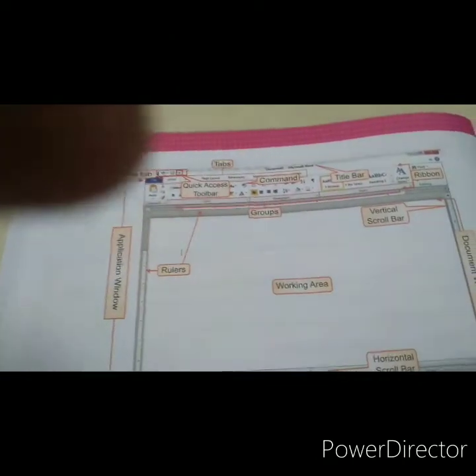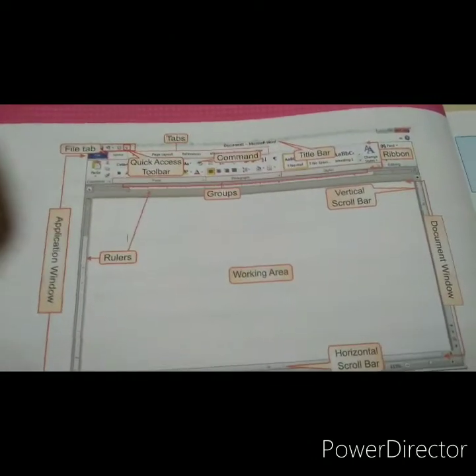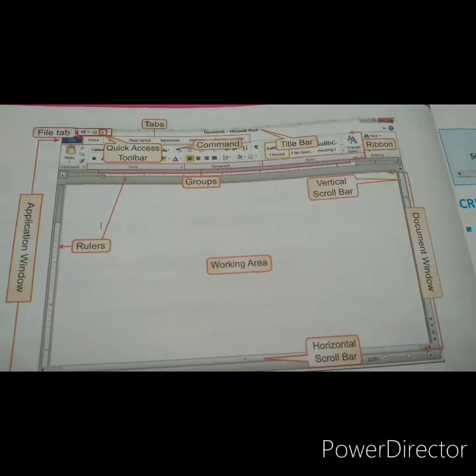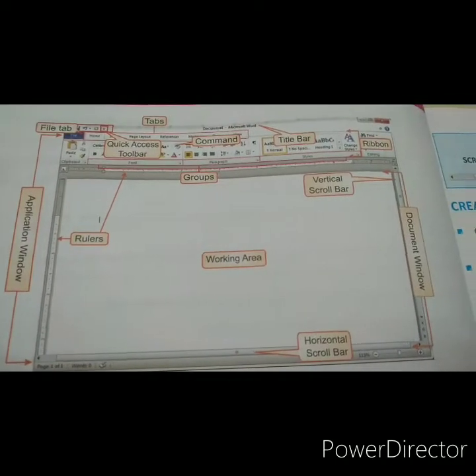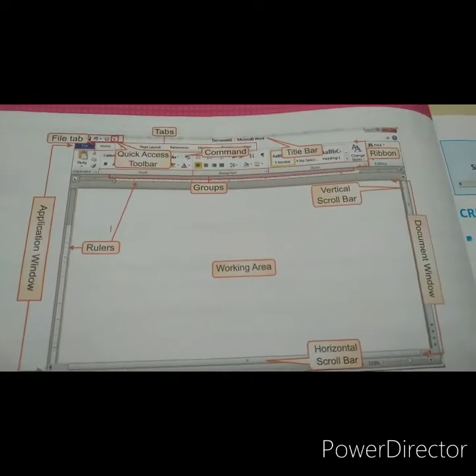Good morning, children. Let us move into our next topic, that is components of the Microsoft Word. In the first topic, we have learned about what is a word and what are its uses, how it is useful for us. And see, children, now we are going to learn about the components of the word. These components you can see on the first blank document when you open a word.